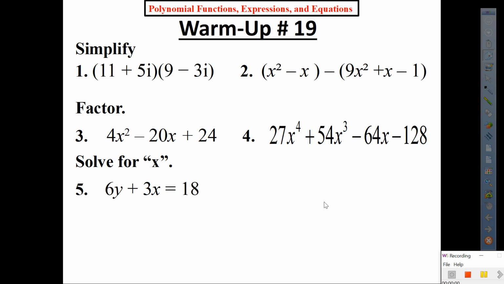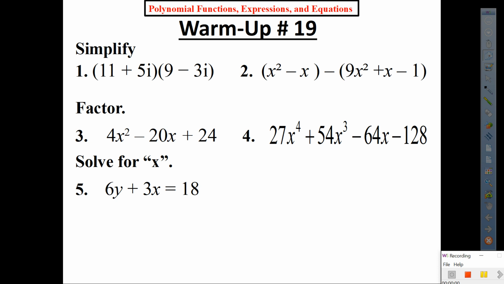So warm-up 19 is on the screen, and reads as follows. For number 1, number 2 is simplify. Number 1 reads (11 + 5i)(9 - 3i). For number 2 we have (x² - x) - (9x² + x - 1).